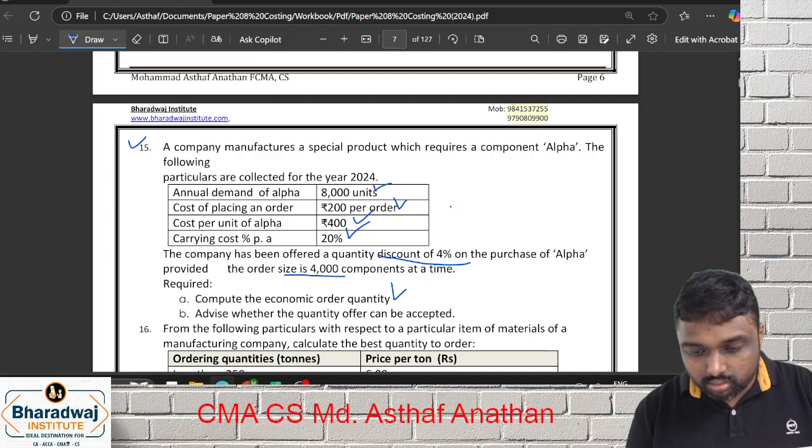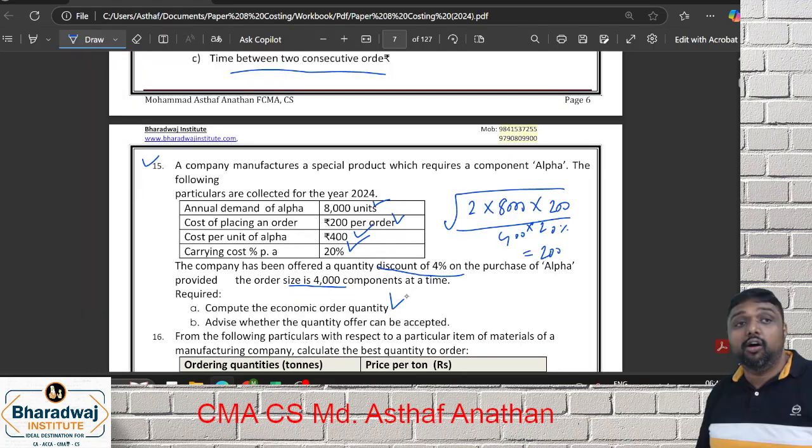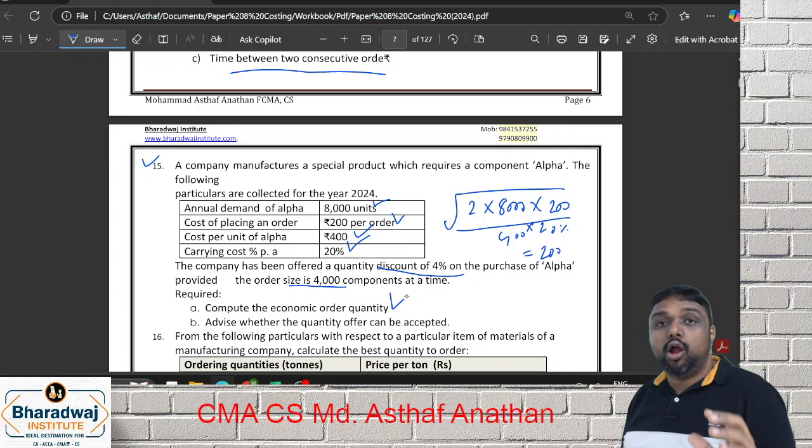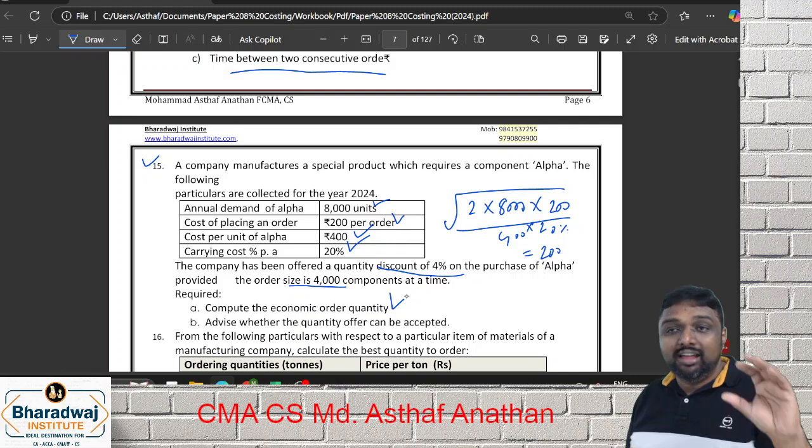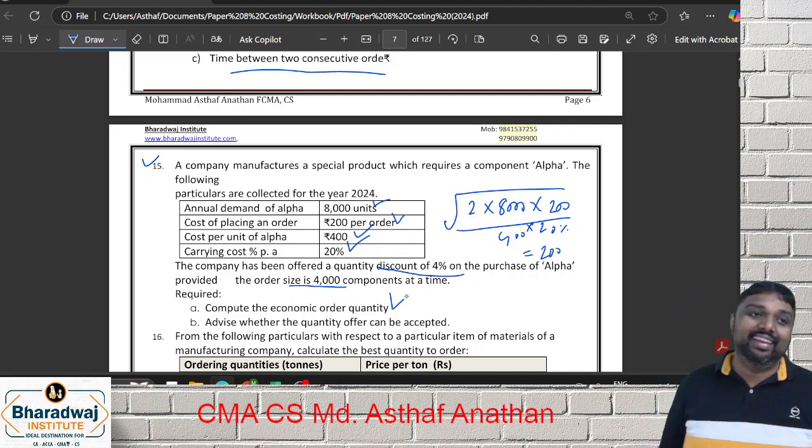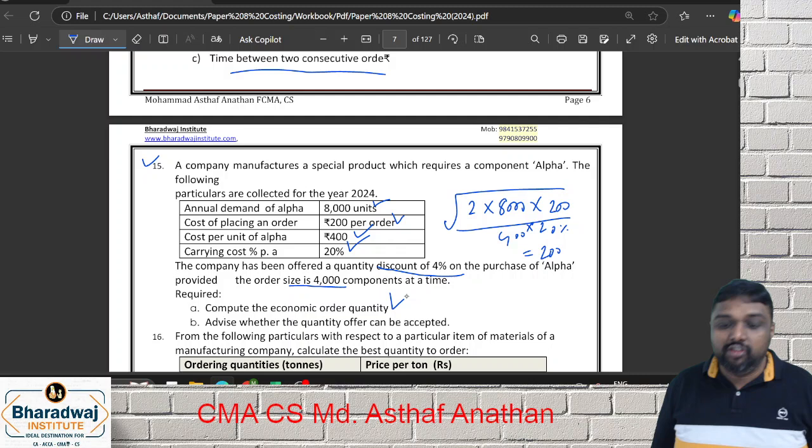First part is over. Now, whether the quantity discount offer can be accepted. This is what I call an SA model question. We have to make a statement of analysis. How can we make a statement of analysis, friends? We'll just start.